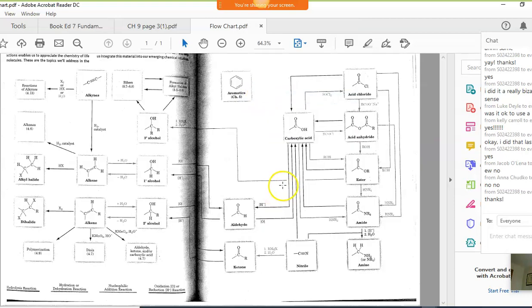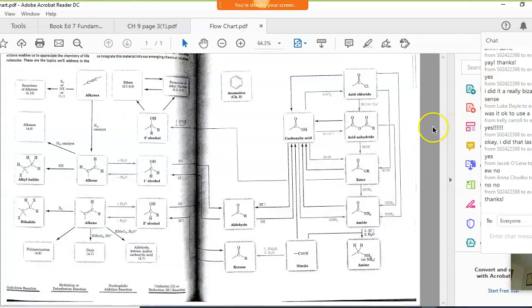All right, this was in the old edition of the book, and it's a flow chart to show you how you can get from functional groups. So let's say you want to synthesize a carboxylic acid, which is right here, and let's say you're starting from an alkyl halide.